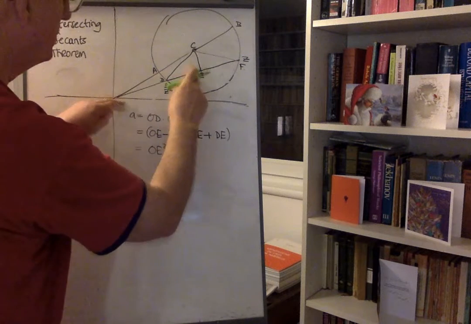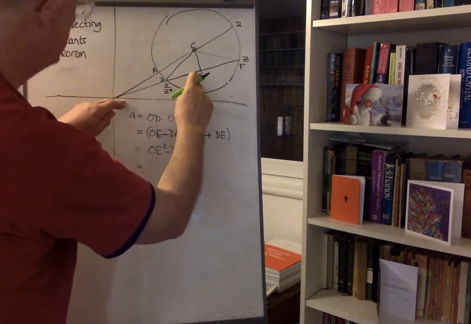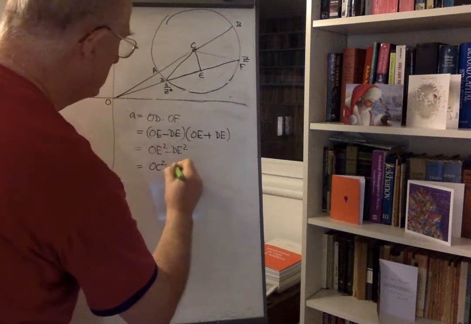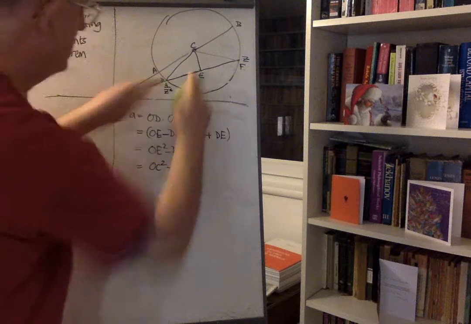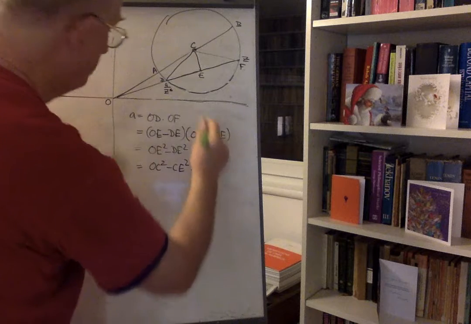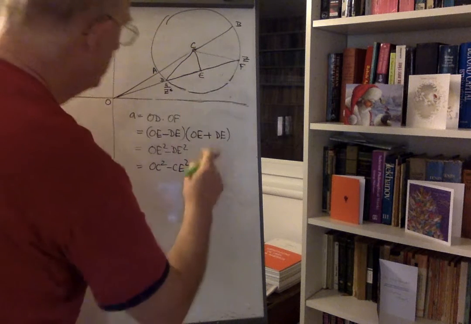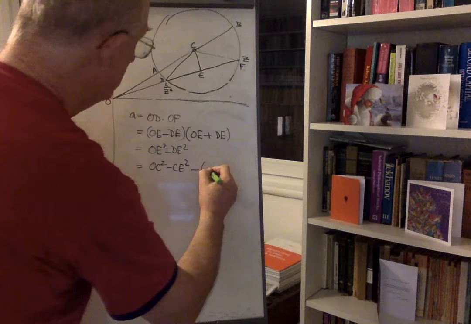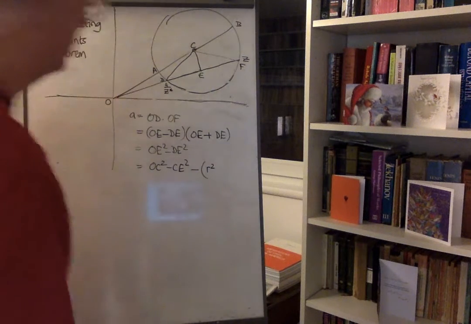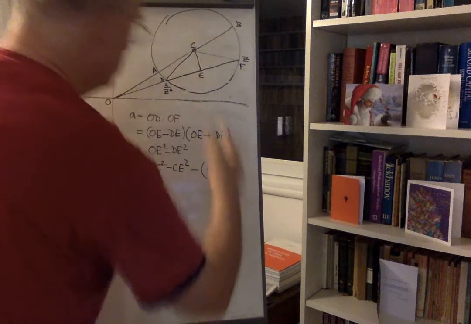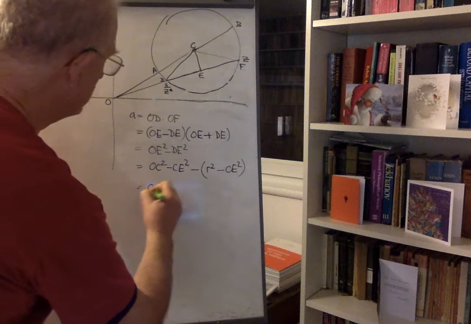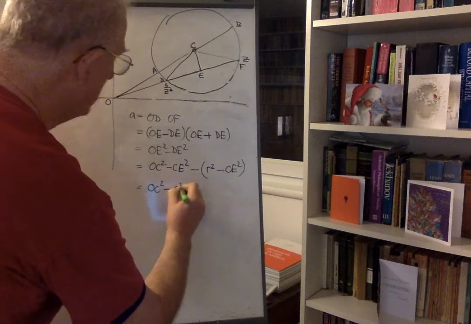Now I do Pythagoras. OE squared is equal to OC squared minus CE squared. DE squared is equal to CD squared, which is the radius of the circle. So I'll just call it R squared. It's the radius minus CE squared again. The CE squareds cancel out, so that's equal to OC squared minus R squared.